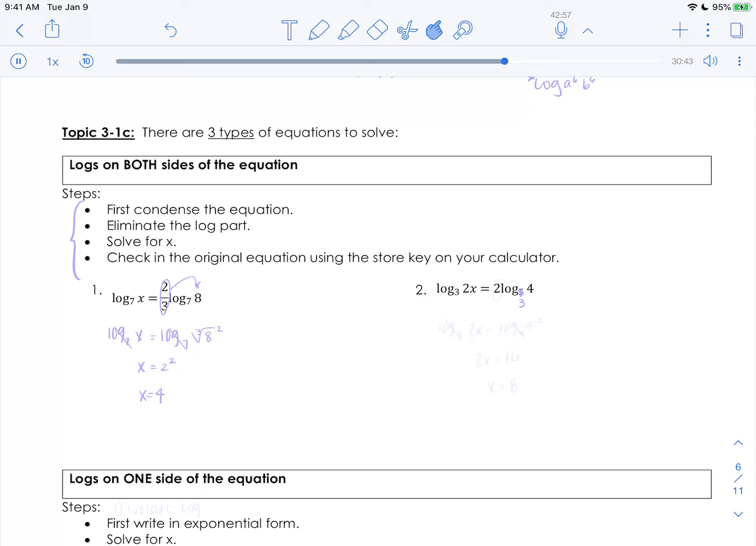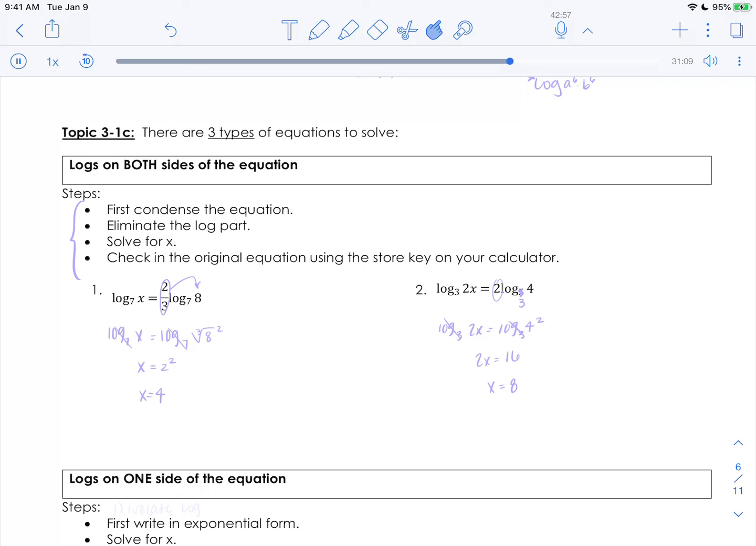So now what we need to do is we need to condense. So we need to move this 2. So this will become log base 3 of 2x equals log base 3 of 4 squared. Again, we can just cross off our logs since they're the exact same on both sides. That leaves us with 2x equals 16. Divide by 2 on both sides, x equals 8.